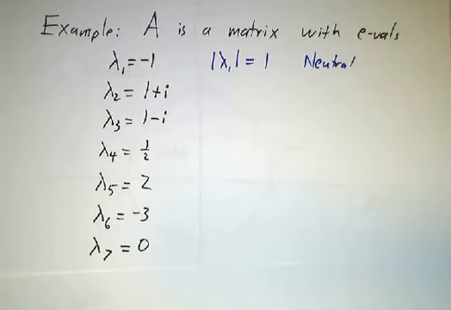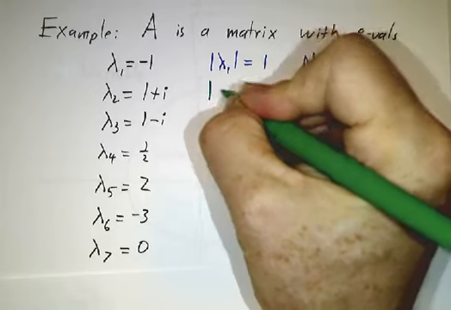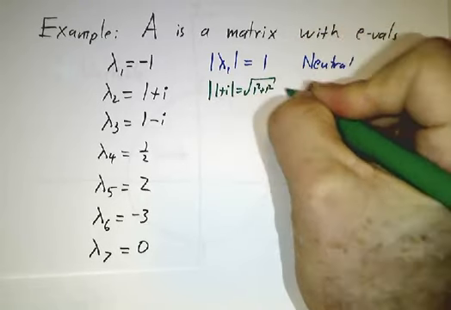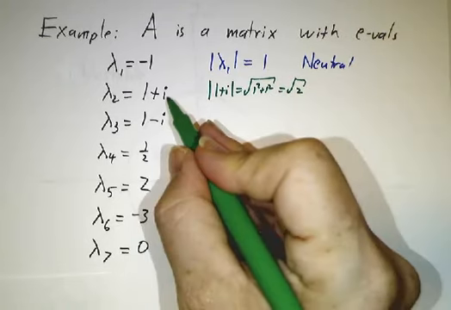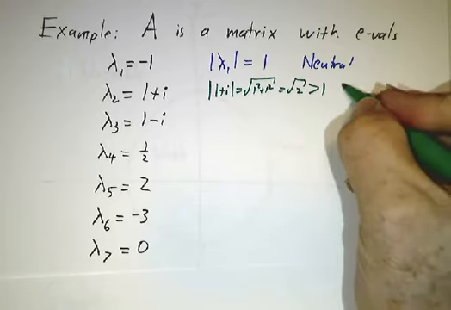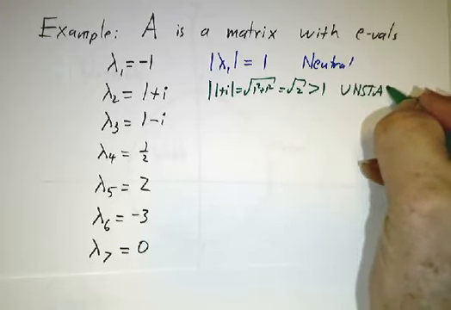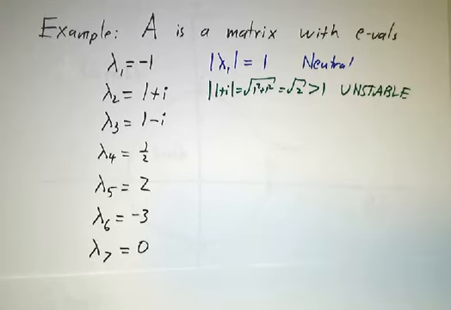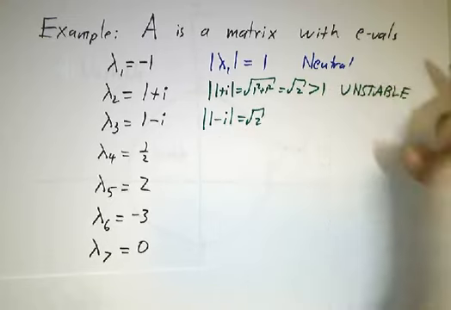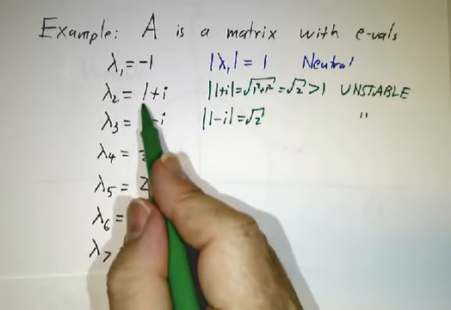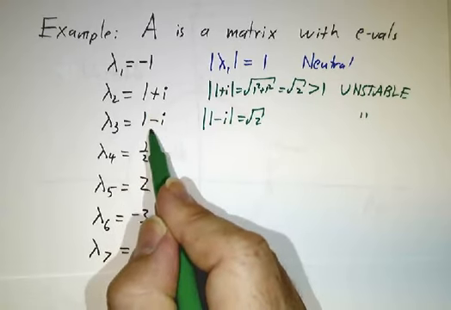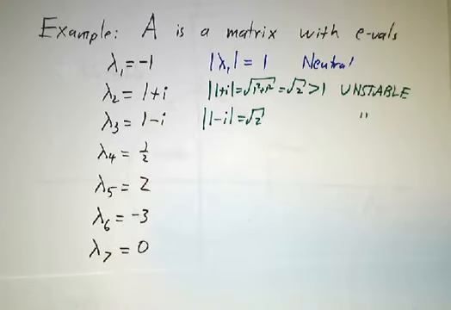Now, the magnitude of 1 plus i is the square root of 1 squared plus 1 squared, and that's the square root of 2. So this is a complex number of size root 2, and that's bigger than 1. So that's unstable. And likewise, the magnitude of 1 minus i is root 2, so that's also unstable. If you take a power of 1 plus i, it gets bigger and bigger and bigger. You take a power of 1 minus i, it gets bigger and bigger.